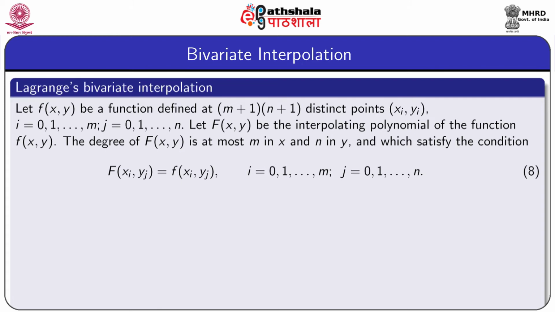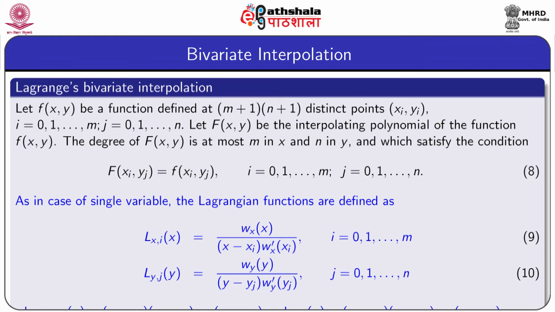So, for this interpolation method, we consider (m plus 1) into (n plus 1) distinct points xi, yi, for which the value of the function f of xy are given. Let capital F of xy be the interpolating polynomial of the function small f of xy. The degree of capital F of xy is at most m in x and n in y, and which satisfy the condition capital F of xi yj equal to small f of xi yj, where i equal to 0, 1 up to m and j equal to 0, 1 up to n. So, this is the first criteria of any kind of interpolating formula.